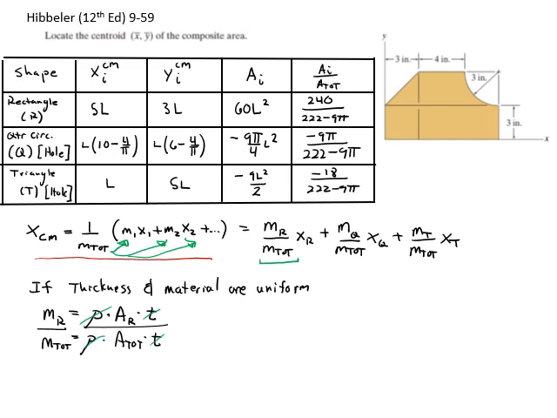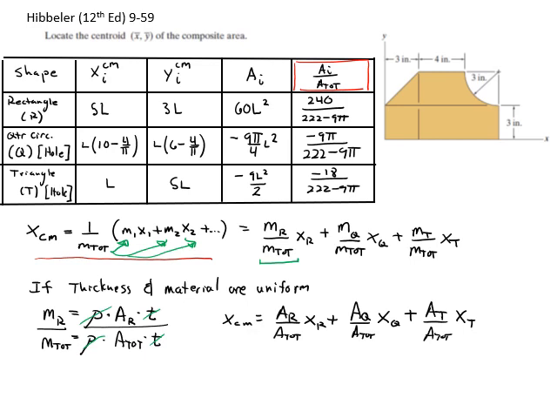And so the mass of the rectangle divided by the total mass is equal to the area of the rectangle divided by the total area. So in other words, the mass is proportional to area. That's the whole point of using this quantity here, right? So I can rewrite my formula now. XCM is area of the rectangle divided by the total area times the center of mass of the rectangle plus area of the quarter circle divided by the total area times x of the quarter circle plus the area of the triangle divided by the total area times x of the triangle.